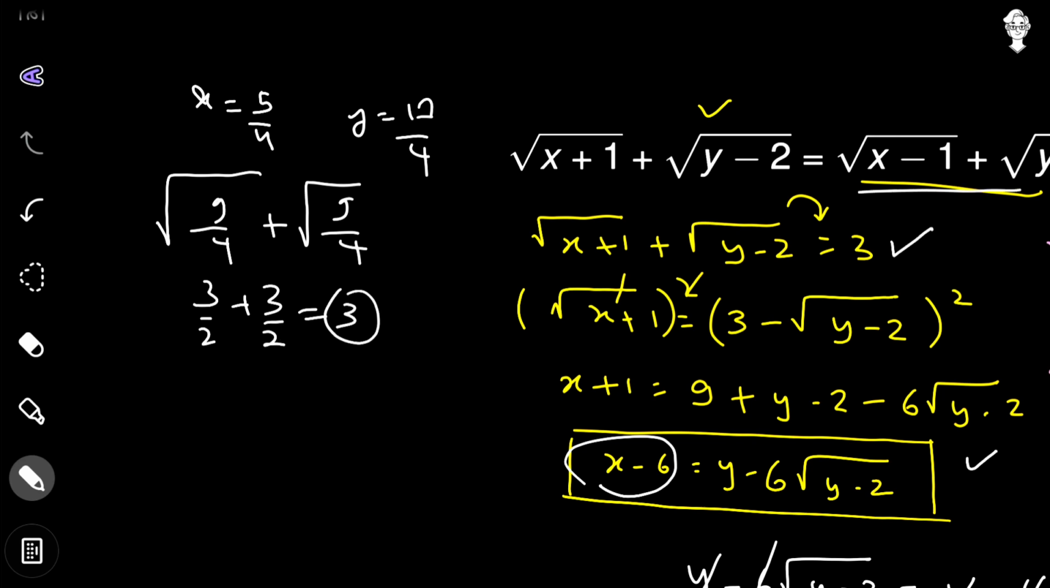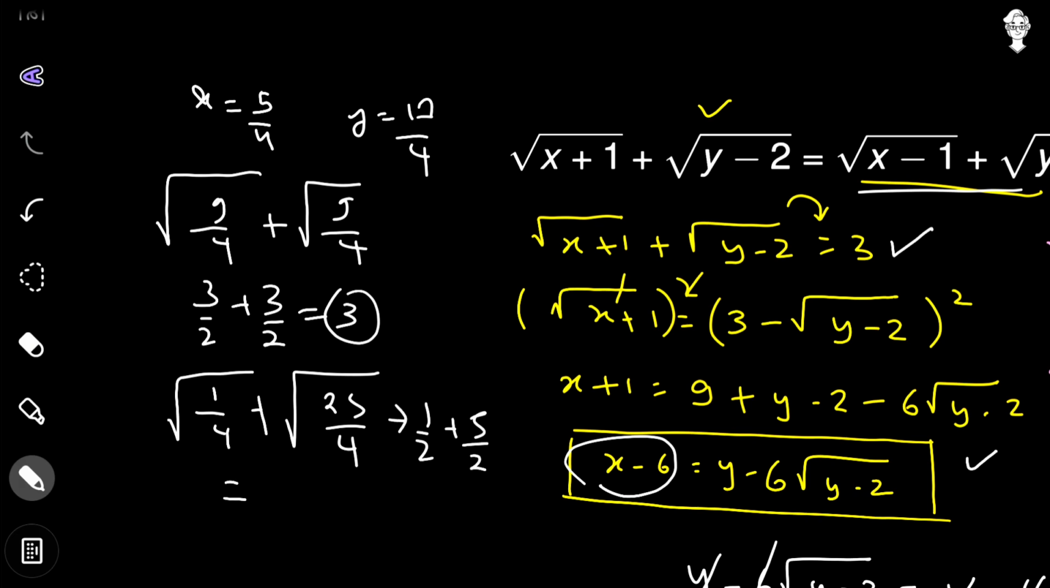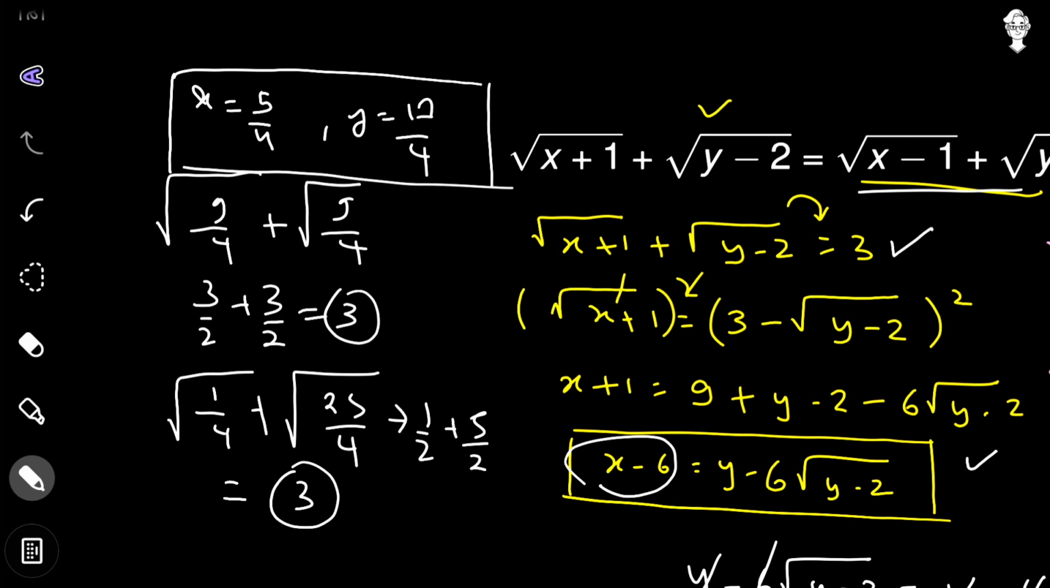Now let us put the value in the second one. So square root of 5 upon 4 minus 1 will give me 1 upon 4, plus square root of 17 upon 4 plus 2. So 17 plus 8 is 25 upon 4. So this thing will become 1 upon 2 plus 5 upon 2, that is going to be equal to 6 upon 2, and that thing is again going to be equal to 3. So yes, the value of x, that is 5 upon 4, and the value of y, that is 17 upon 4, absolutely satisfy the equation.